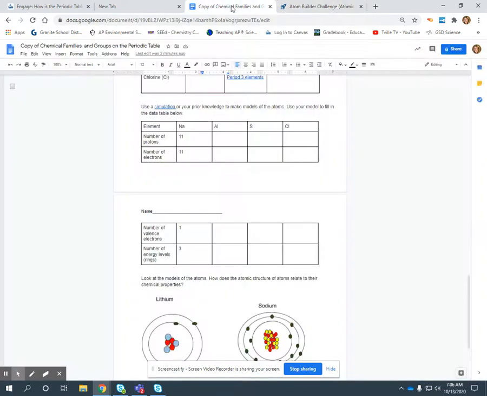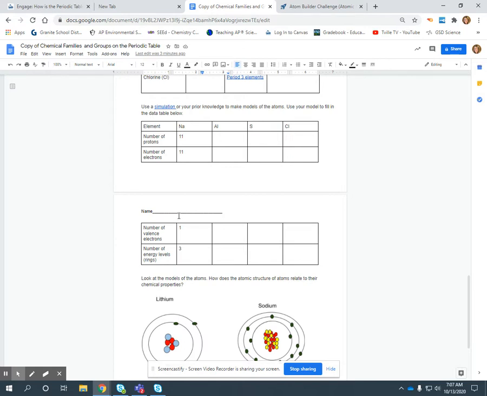So again, I use sodium as an example. It has 11 protons, 11 electrons, 1 valence electron, and 3 energy levels. You're going to do the same thing for aluminum, sulfur, and chlorine. You guys can use a periodic table that you look up online to look at the atomic numbers for each one of these elements to figure out the number of protons, okay?